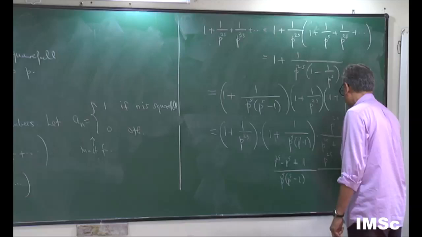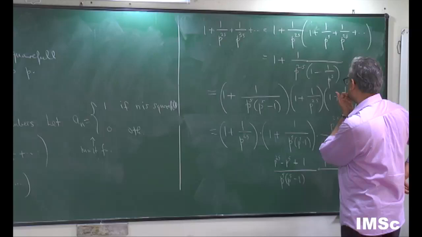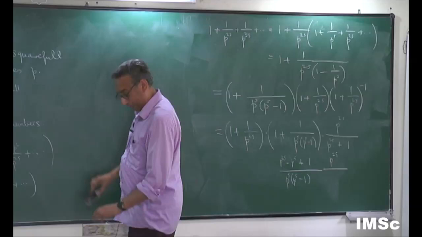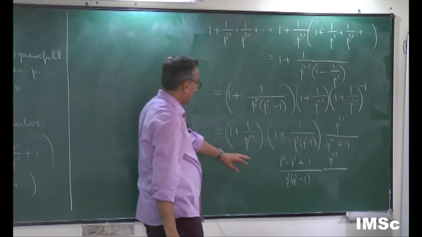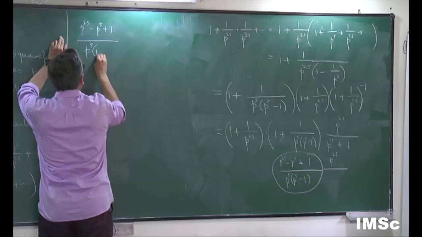I think I might have actually complicated this a little bit. I think there's a slightly easier way to do this. Let's just look at this factor alone, because that's the Euler factor anyway. So let's look at that. That's p to the 2s minus p to the s plus 1 divided by p to the s minus 1.